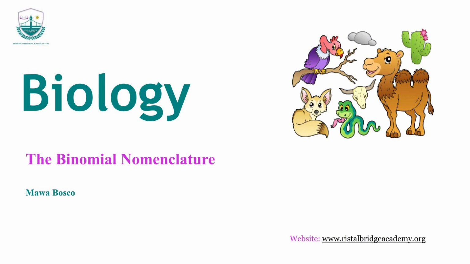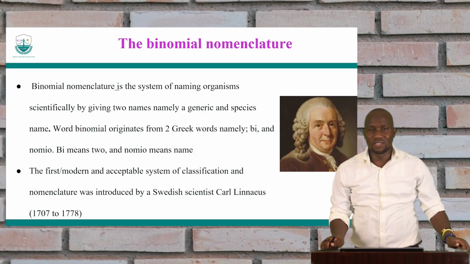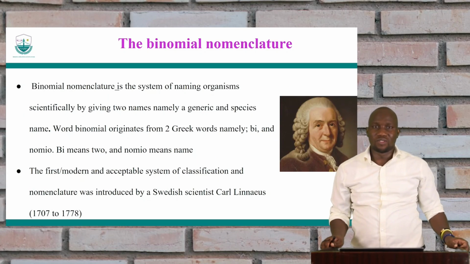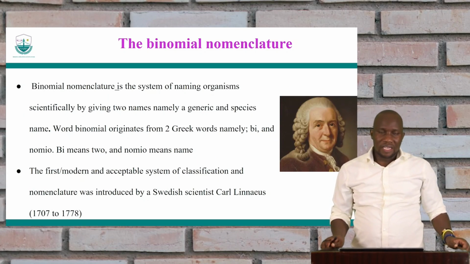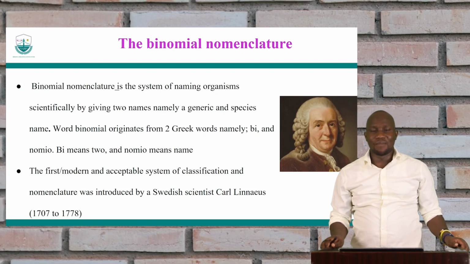Binomial nomenclature. This is the second lesson in the topic classification. In the first topic, we saw that classification is very important. We put organisms into different groups, and we noted that we need to name them correctly, such that what is an elephant in one place does not become a cow in another place.